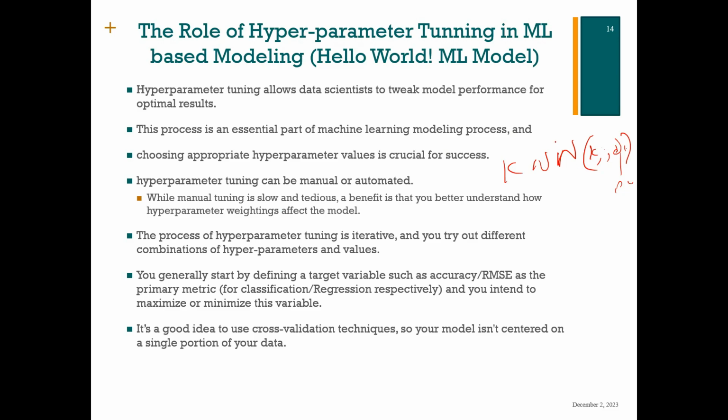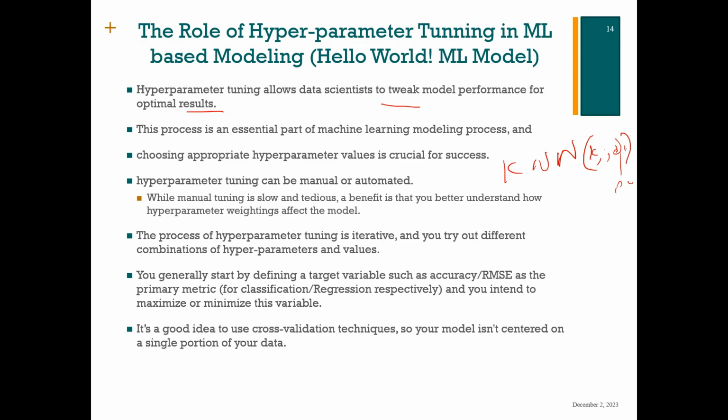The definition of hyperparameter is that these are the parameters that will affect the performance of the algorithm. Other parameters like the number of decimal places don't matter, either 2 decimal places or 5 decimal places. It doesn't affect the performance of the algorithm. However, the value of K and the distance measure you are going to use seriously affect the performance. Therefore, hyperparameter tuning is very, very important in machine learning-based modeling. It allows data scientists to tweak model performance for optimal results.